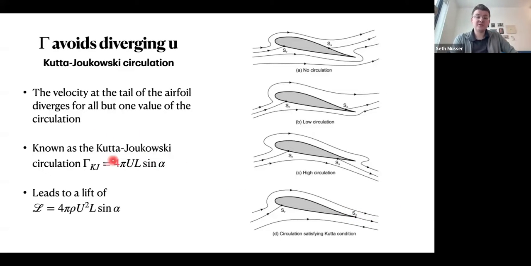So this particular value of gamma is proportional to the speed of the foil, its length, and the sine of its angle of attack. And by that earlier theorem, we get a lift, which is proportional to rho U squared L sine alpha.